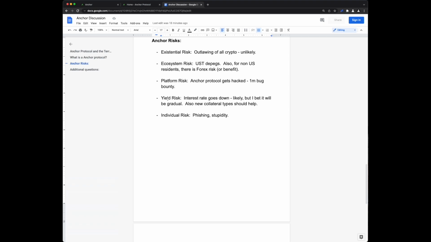So this is the case that the interest rate goes down. I think the interest rate will go down. I don't think it will hold 19.5% forever. In fact, I don't think it'll hold 19.5% for maybe a couple more years, and that'd be it. Now, I do think it will go down gradually. So I think you might see 15% for a while or something in that range.